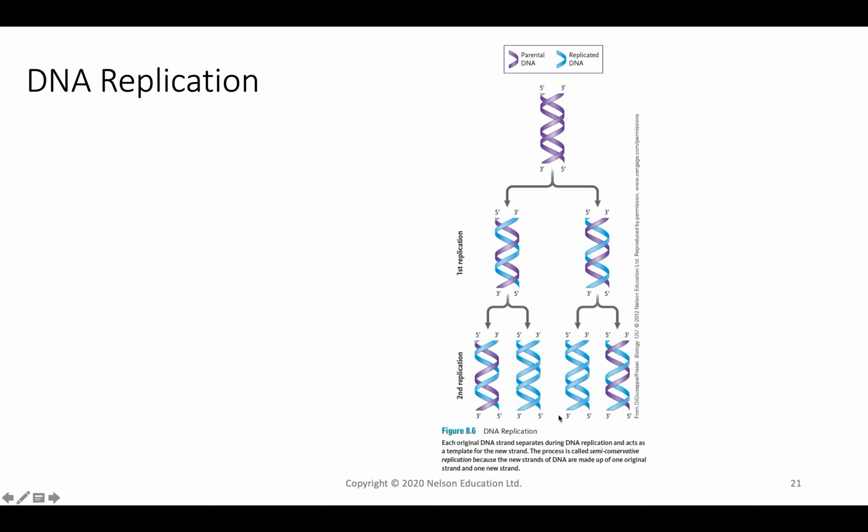So it's called semi-conservative replication because these two purple strands, once they separate out, they never come back together. They separate out, find new partners, and create a whole new line. Then they separate out again, create new partners, and create a whole new line. So every single new strand is made up of one original strand and one new strand.